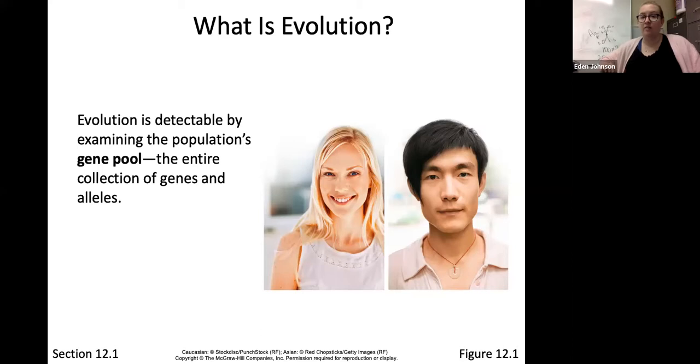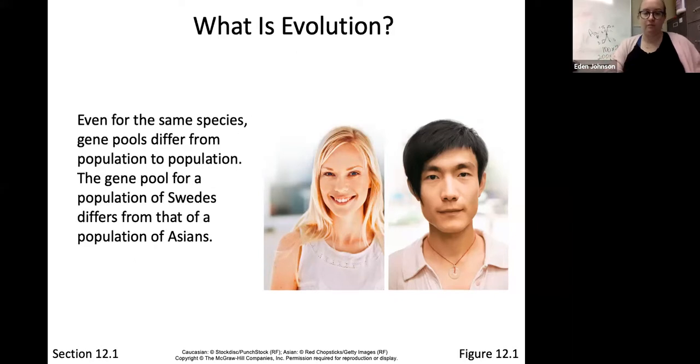But you also have thousands and thousands of genes. Every gene has 2 alleles, one from your mom, one from your dad. You could have the same alleles from mom and dad, both dominant, both recessive, or you could have one dominant and one recessive. So what each individual contributes to a population is going to be that population's gene pool. So even for the same species, gene pools are going to differ from population to population.